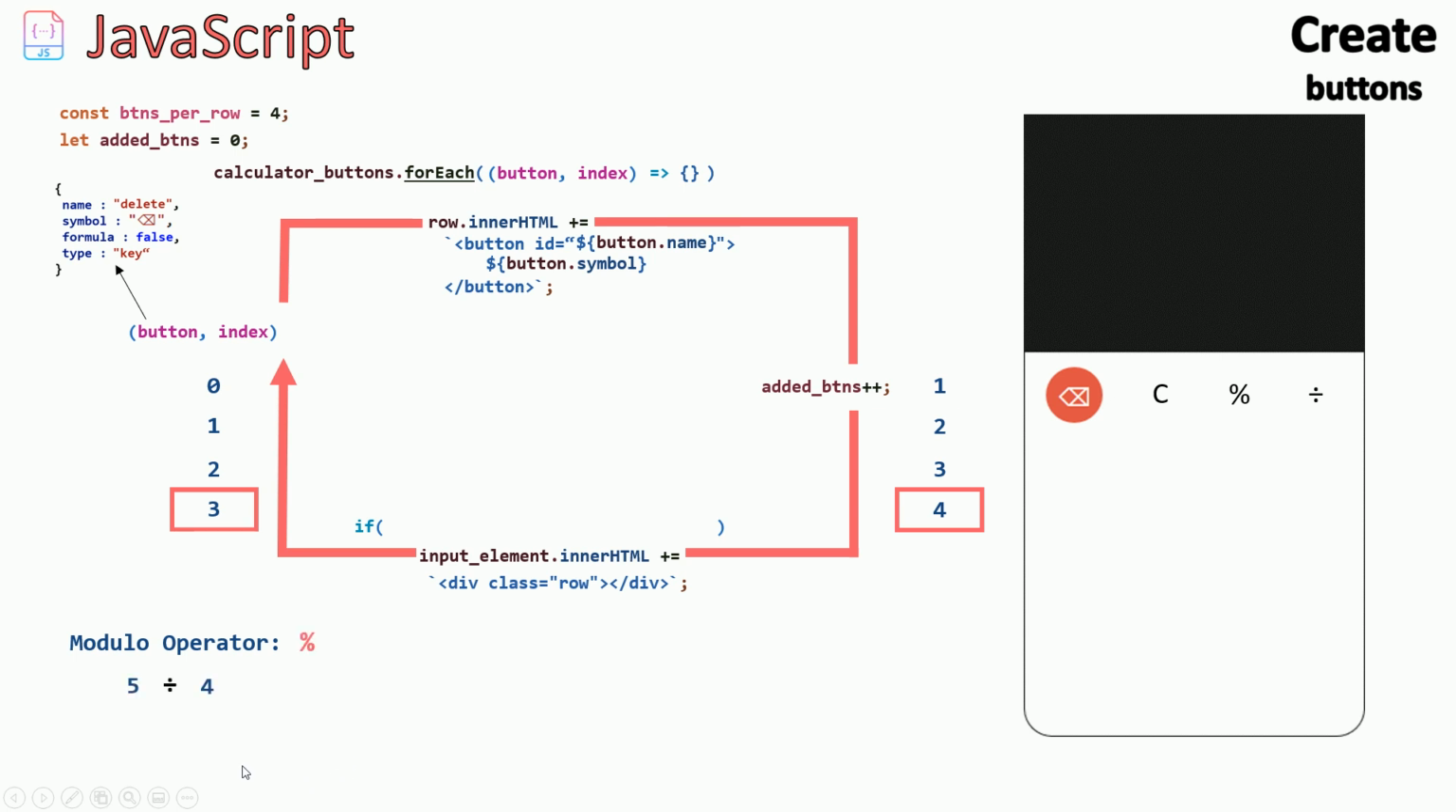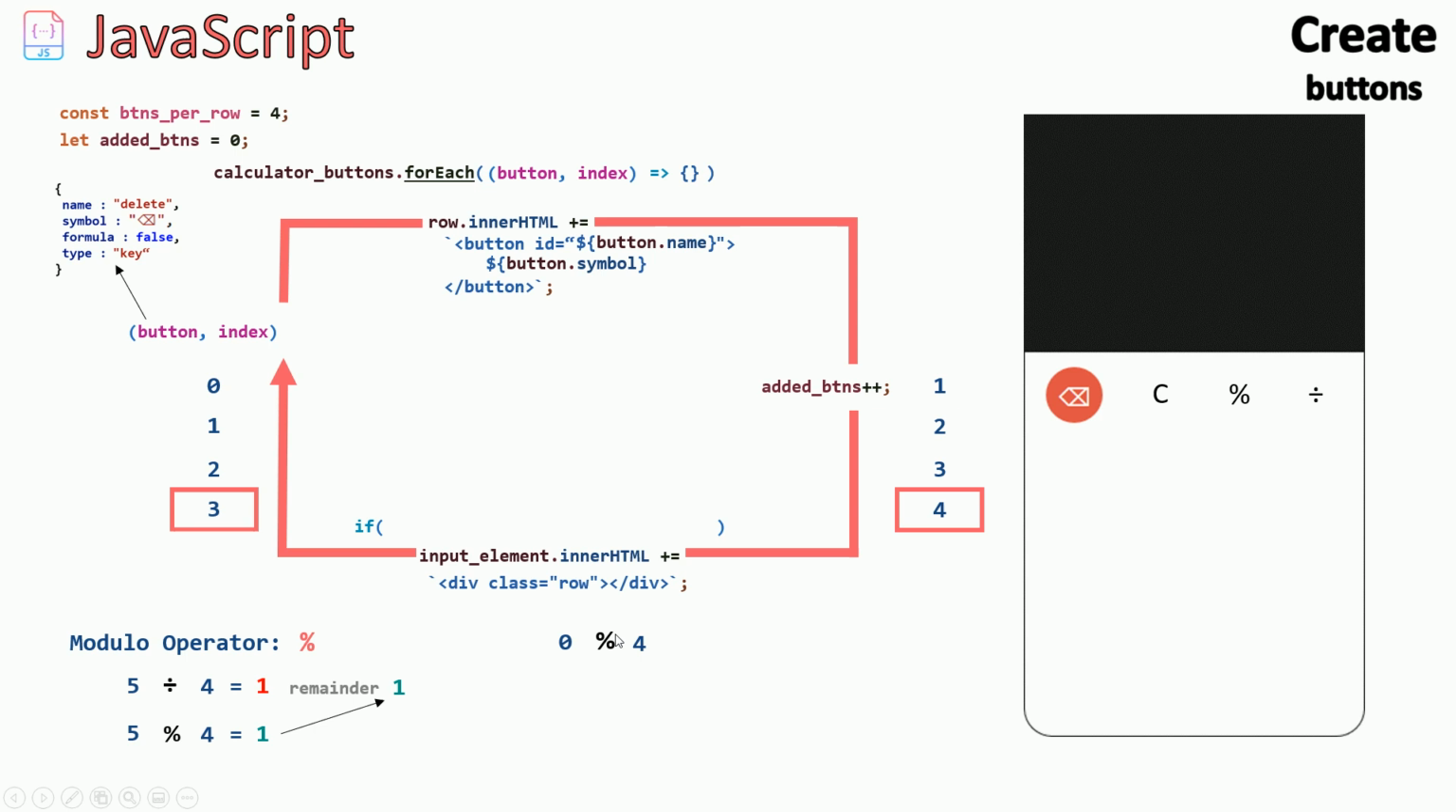So for example, if I say 5 divided by 4, 5 has only one 4 in it. So it's going to be 1, but there is a remainder, which is going to be 1. Now if I say 5 modulo 4, it's going to be 1. Not this one here, but it's going to be the remainder. So the modulo operator here returns the remainder of the division of 2 numbers. So in our case, we have 0 modulo 4. 0 is the number of added buttons, and 4 is going to be the buttons per row.